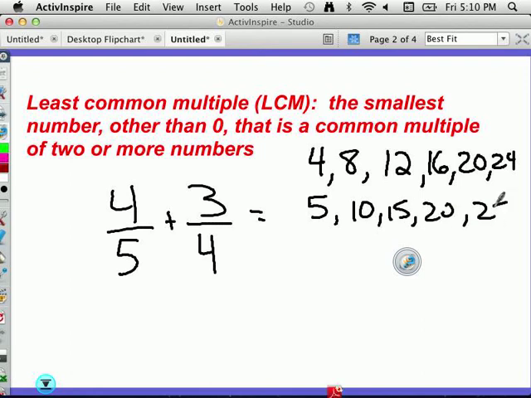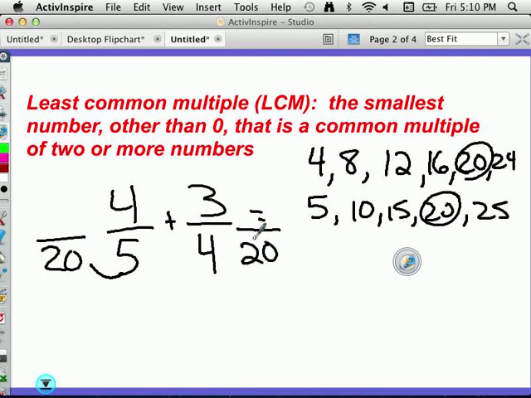Oh, wow. Wait, we can stop, because we have a common multiple of both 5 and 4. Both 5 and 4 will go into 20. Now, the purpose of me finding the least common multiple is that we have to find common denominators. So, therefore, I'm going to need to change the 5 to a 20, and I'm going to change the 4 to a 20. So, I'm going to be using these as denominators.